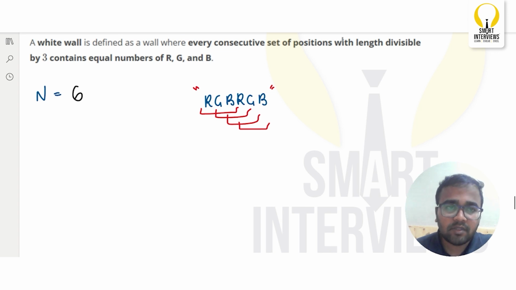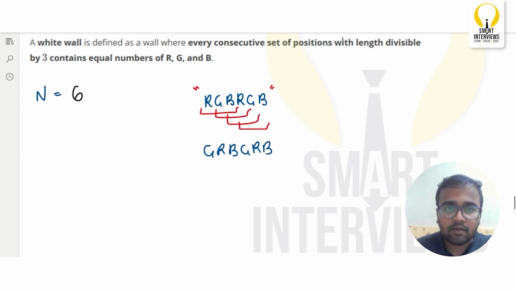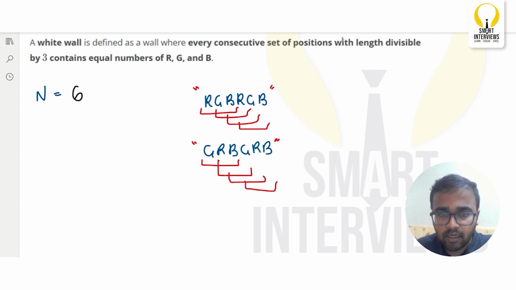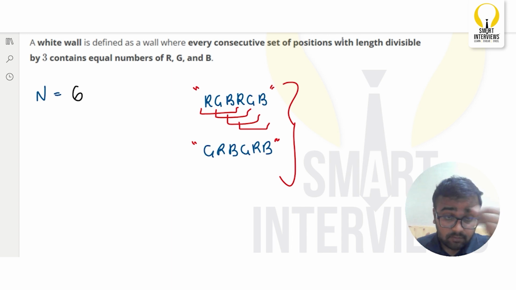Now there can be one more pattern, which is G, R, B, and this pattern also should be repeated. So if you have a string like this, G, R and B, only if the pattern is repeated can it satisfy all the conditions. If you observe here, one substring, second one BGR, GRB. All these substrings are going to have an equal number of R's, G's and B's, and the entire string also has an equal number of R's, G's and B's. So this is the core of the logic. This is the important thing.